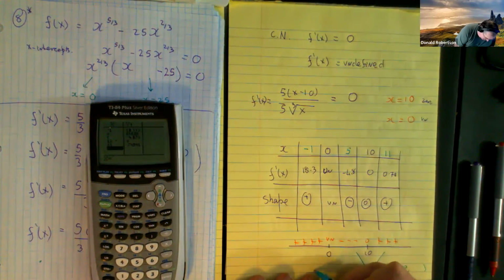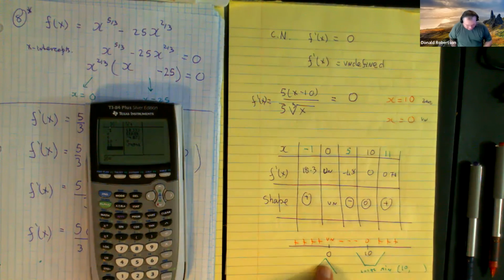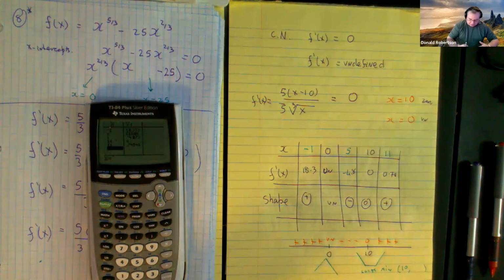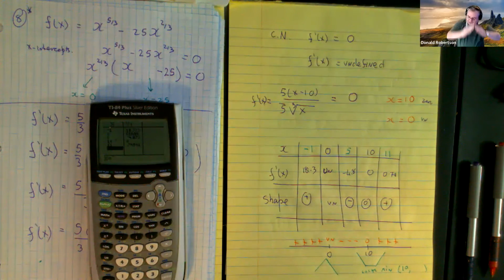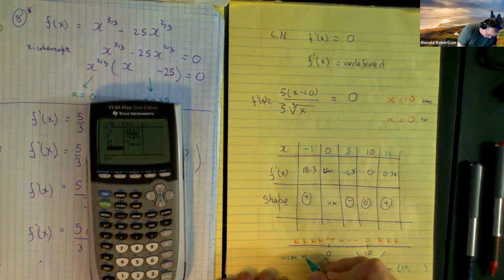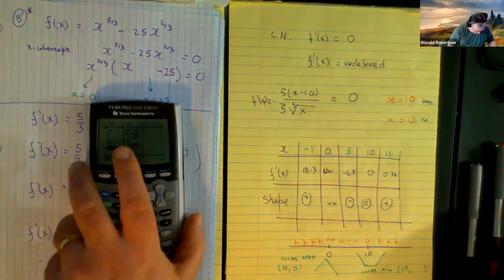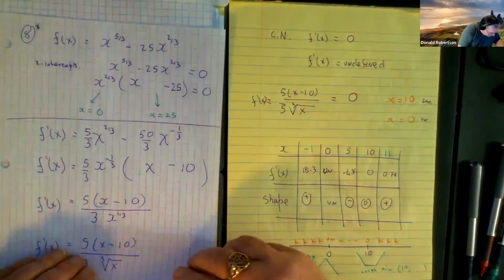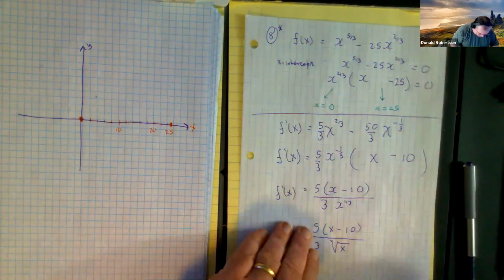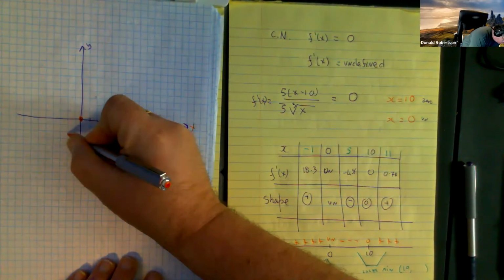Here, it's plus and it's minus. But because it's undefined, it's going to be one of those cusps, you know, those little tops of houses shapes. So technically speaking, isn't that a local max? And that's going to happen at an x coordinate of 0. And I also know what the y coordinate is. So that's at 0, 0. So I'm going to my shape here. And at 0, 0, I have a guy that looks something like this.